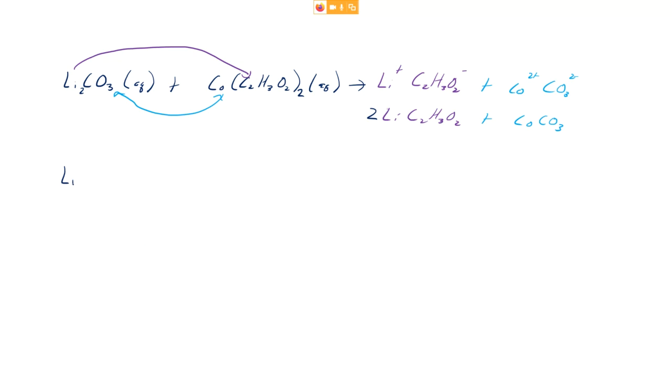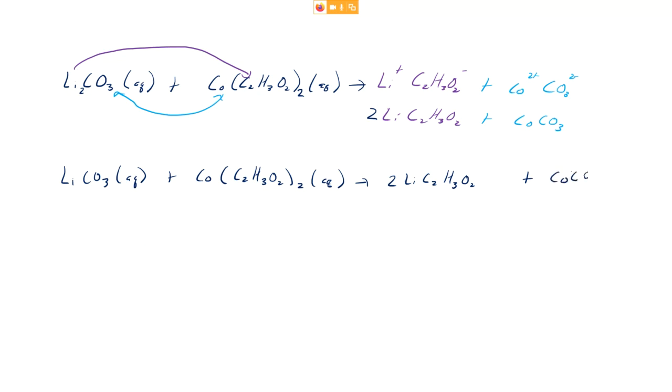So my reaction is Li2CO3 aqueous plus Co(C2H3O2)2 aqueous goes to form 2 LiC2H3O2, CoCO3. The last thing I need to do is put in the phase. So is lithium acetate soluble or insoluble?